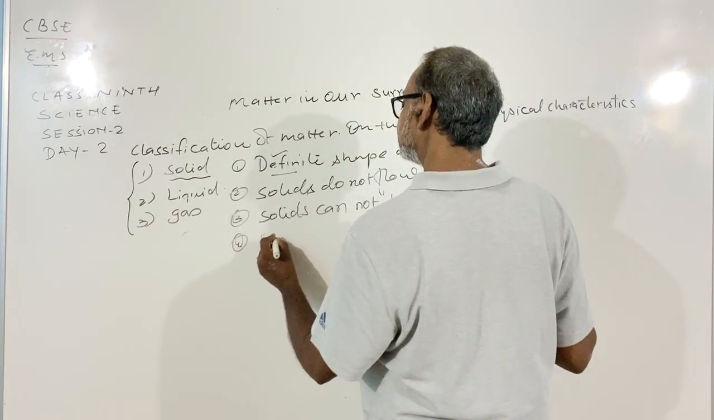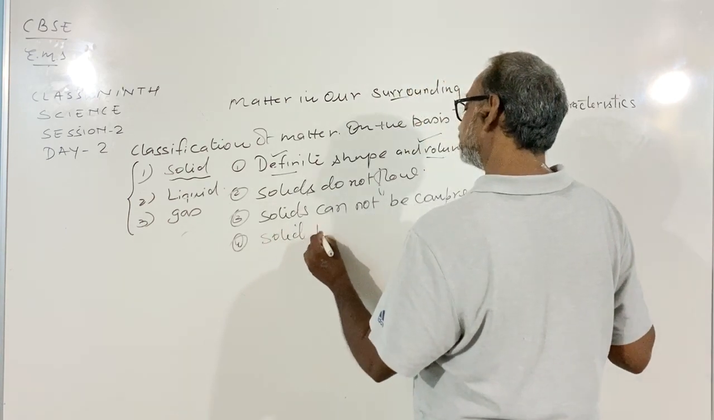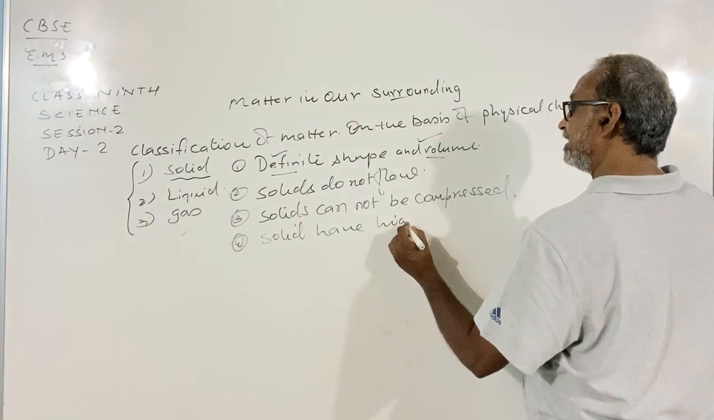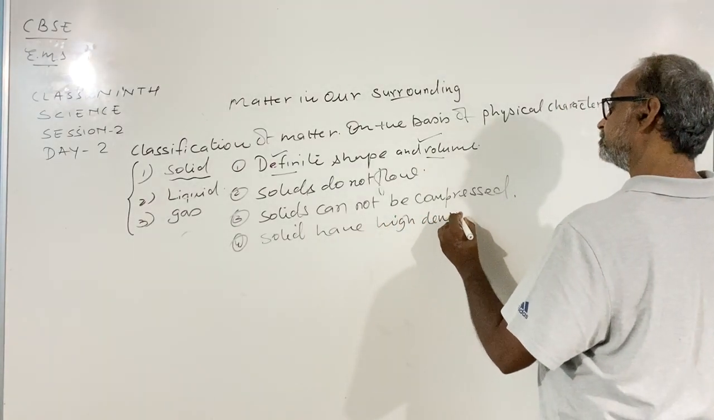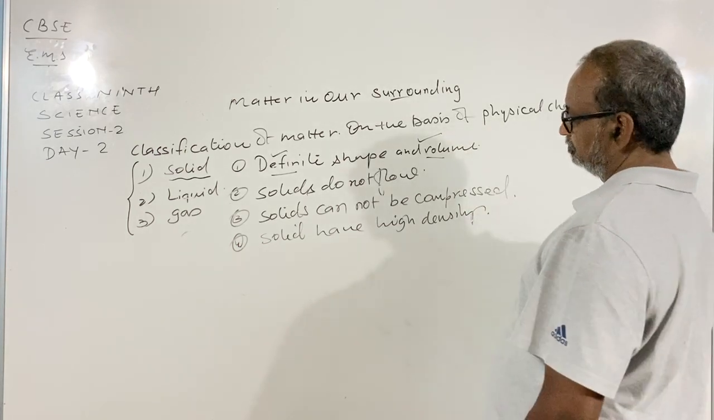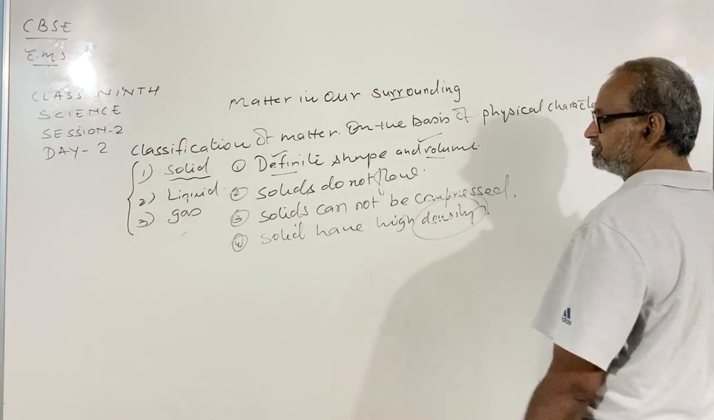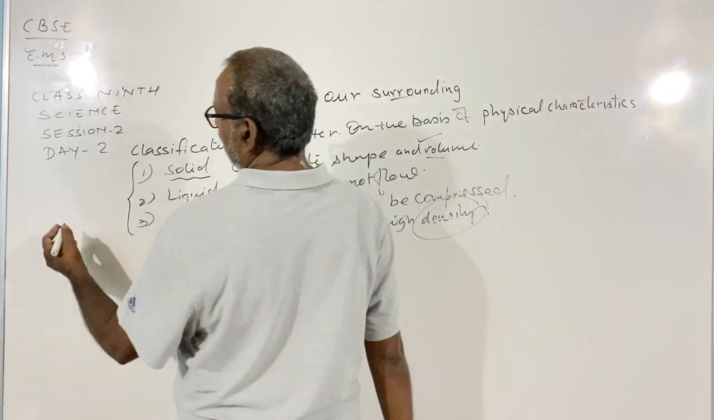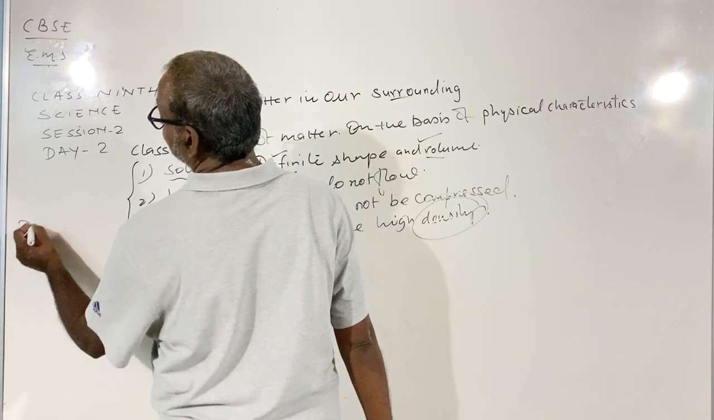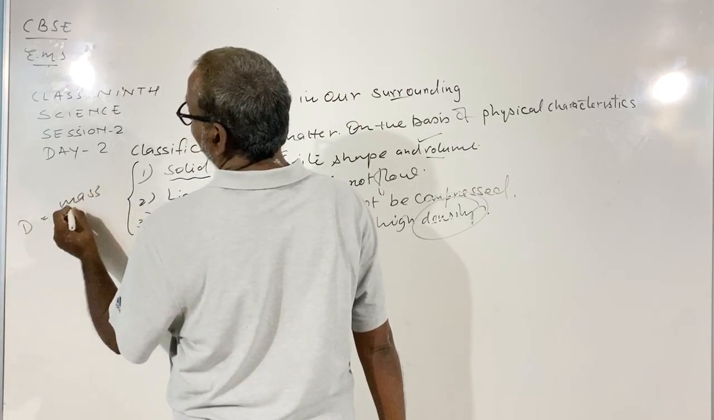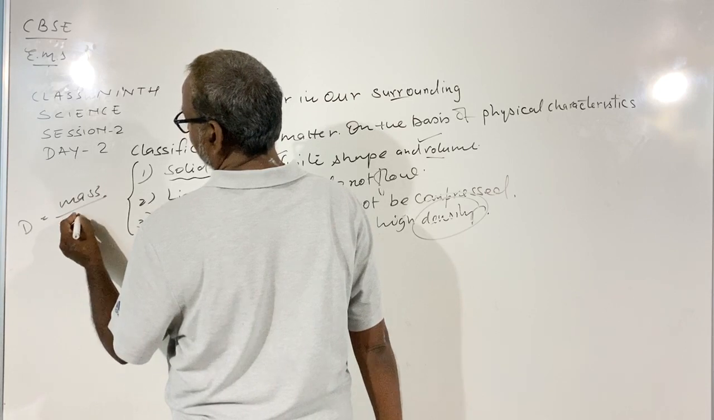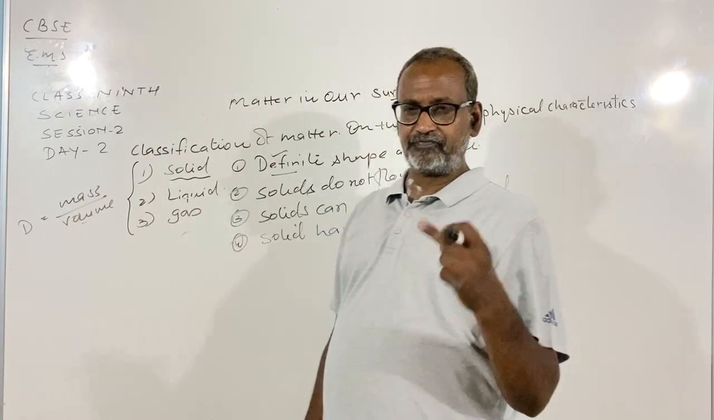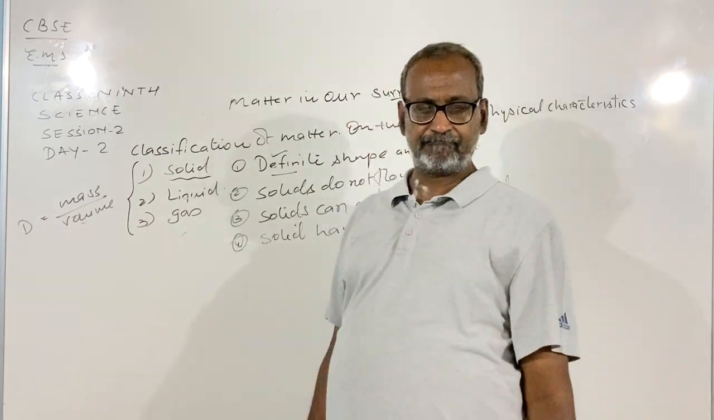Solids have high density. Now the question arises, what is this density? Density is defined as the mass of unit volume of a substance. किसी भी सब्सटेंस के यूनिट वॉल्यूम के मास को उसकी डेंसिटी कहते हैं.